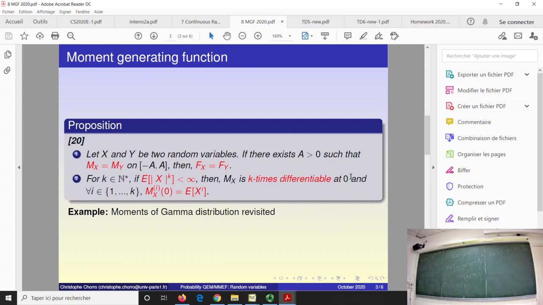It was just to justify this proposition. So what I want you to keep in mind with the moment generating function is that it characterizes the distribution. And then, if I compute the successive derivatives of the moment generating function at 0, I recover the moments of my distribution, that are the expectation of x squared, and so on.